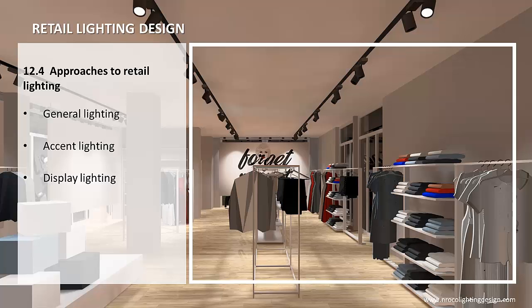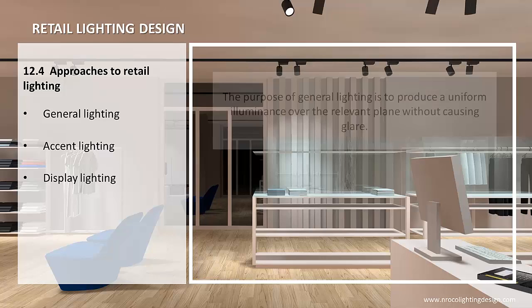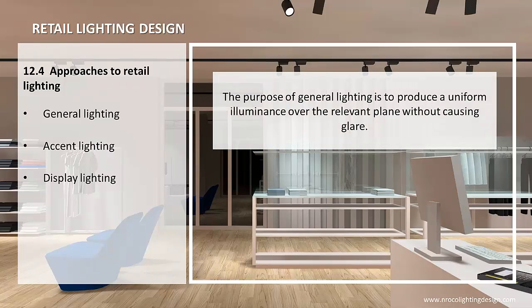Chapter 12.4 Approaches to Retail Lighting. We will be discussing general lighting, accent lighting, and display lighting. Chapter 12.4.1 General Lighting. General lighting in shops with a low budget or value for money profile is usually provided from a regular array of luminaires, and these luminaires range from bare fluorescent lamp battens through recessed fluorescent louvers to pendant metal halide globes. The purpose of such general lighting is to produce a uniform illuminance over the relevant plane without causing glare.